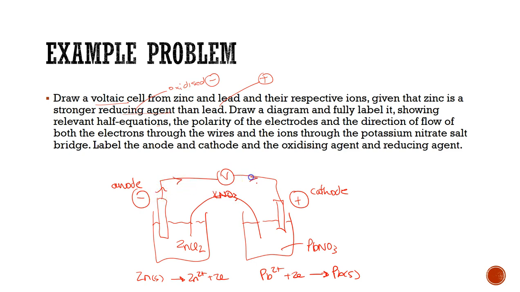My electrons will flow from anode to cathode. This will be zinc, and this will be lead. Have we got everything that we want? Oh, and potassium and nitrate ions. So potassium will flow towards the cathode, nitrate will flow towards the anode. And there we have it. That's our diagram of a galvanic cell gone through from a description.